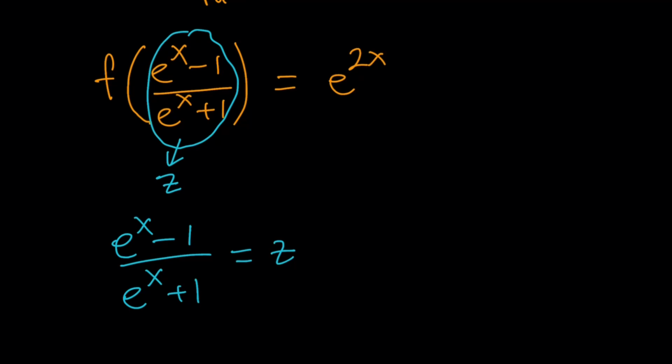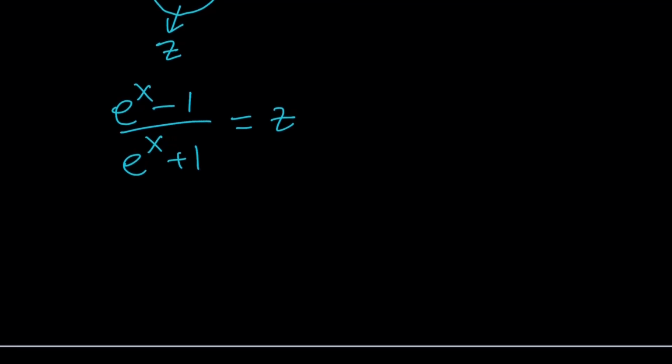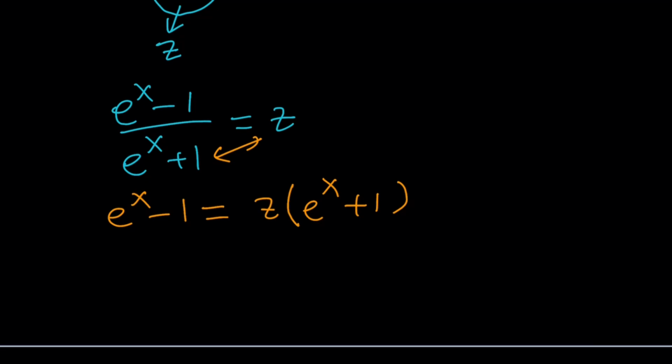So here's the next step. We're going to solve for e^x in terms of z, which is pretty much the same thing as inverting the rational function that we talked about, but it's going to be more direct. And then we're going to plug it in on the right hand side. So let's solve for e^x first. To do that, we're going to cross multiply here. e^x − 1 equals z times (e^x + 1), and then distribute the z.